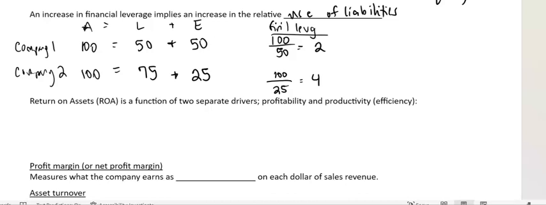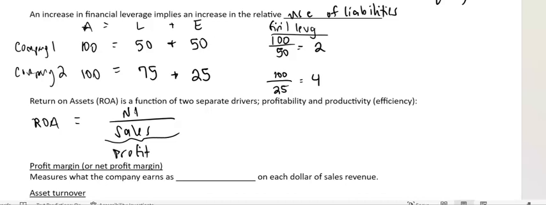Return on assets is a function of 2 separate drivers, profitability and productivity. So we can break down ROA even further. We can look at return on assets as net income divided by sales revenue. And we've seen this measure before. This is called profit margin or net profit margin. Profit margin multiplied by, and our numerator is sales, and our denominator is average total assets.